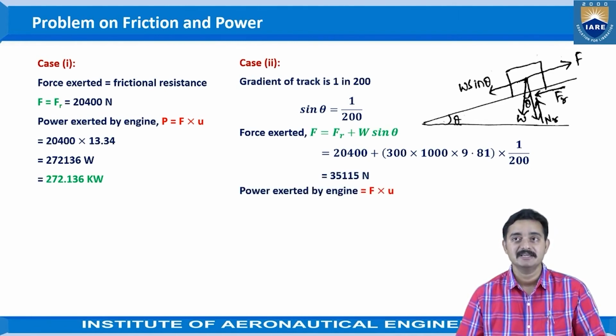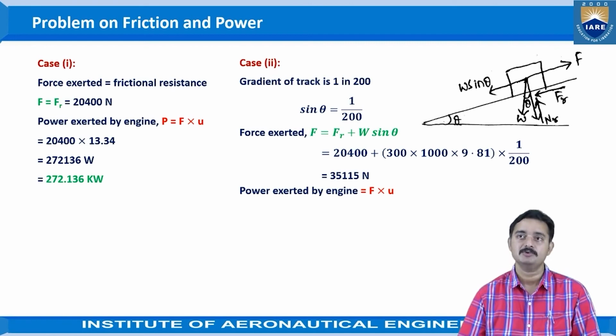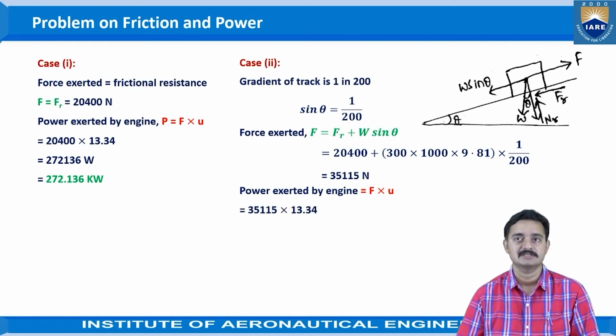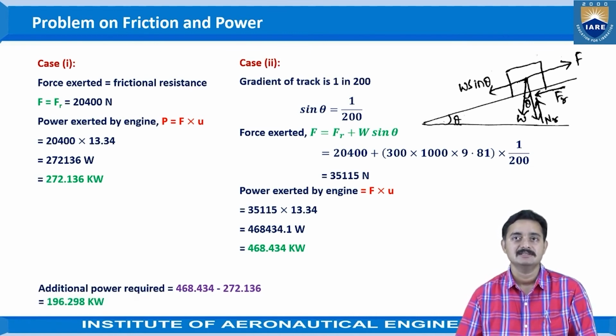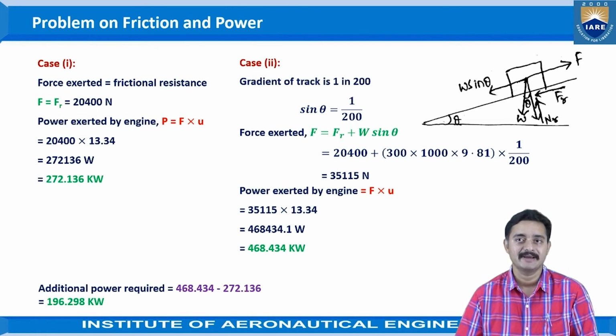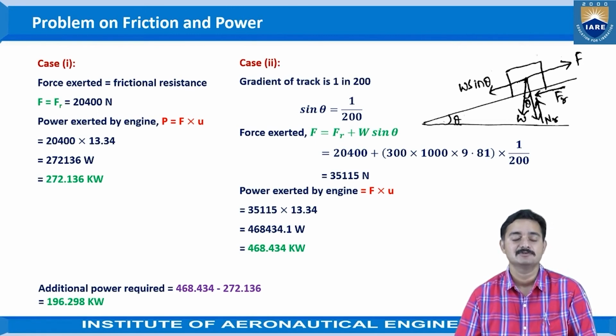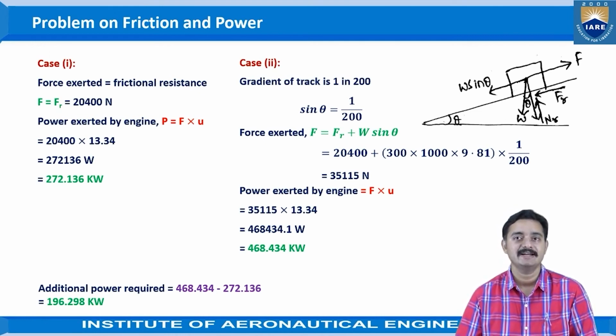And power exerted by engine can be obtained as F into U, that is force into velocity. So that gives us 35115 into 13.34. So the value would be 468434.1 watts. Or we can write it as 468.434 kilowatts. Hence, the additional power required would be 468.434 minus 272.136. So the additional power required is 196.298 kilowatts.